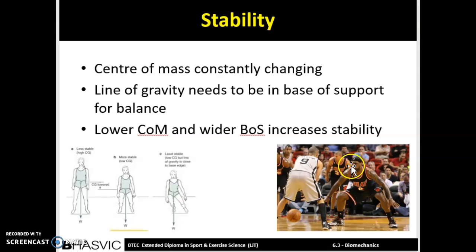And then obviously if their base of support is reduced, so if they're standing on one leg, for example, and their centre of mass is very high up, that means they're going to have very little stability. So if an attacker was to run into them, for example, they would more likely fall over, meaning that the attacker would easily be able to get past them with a low amount of stability.